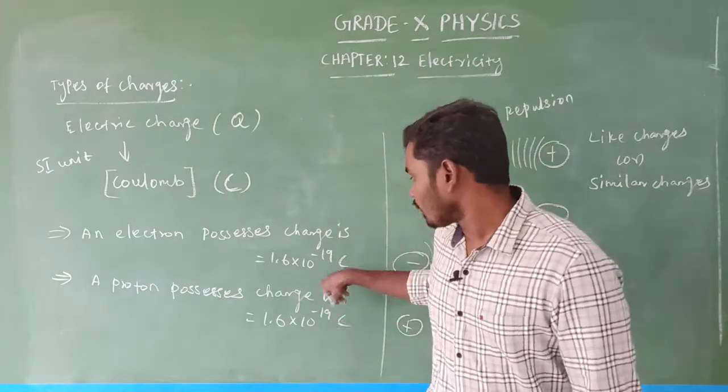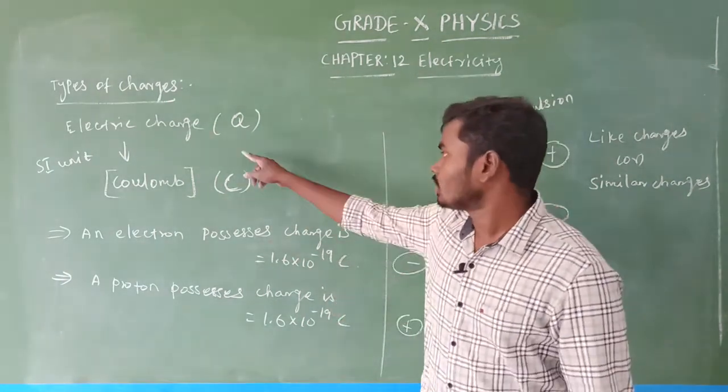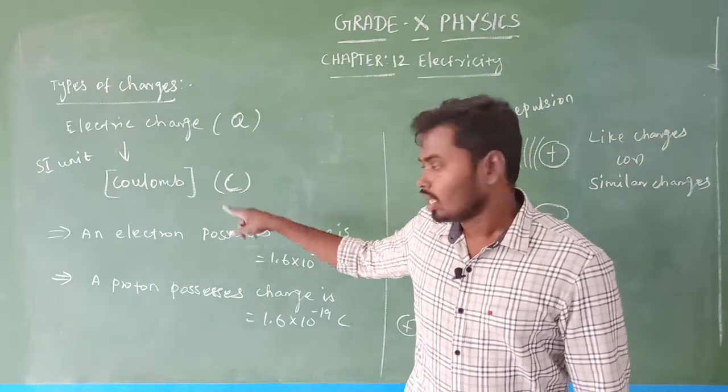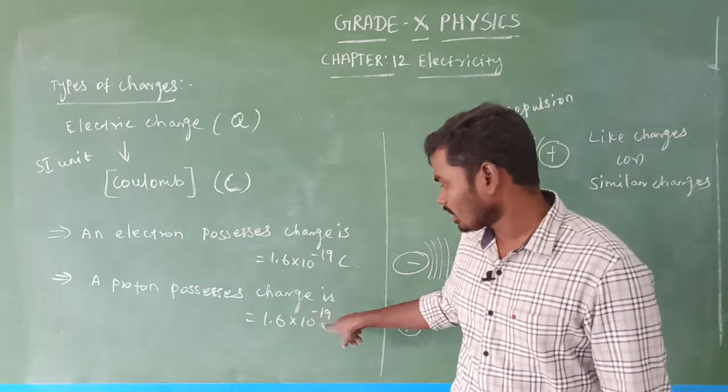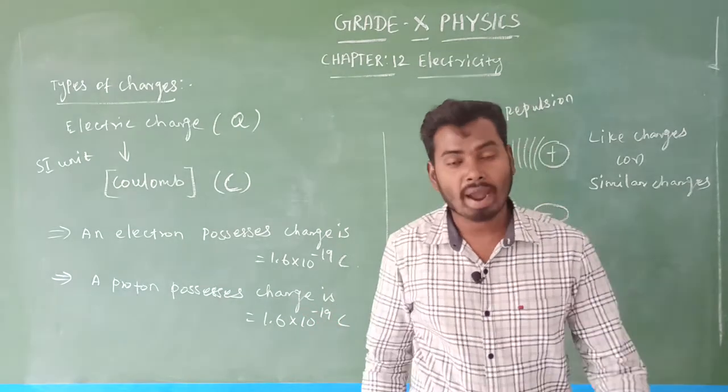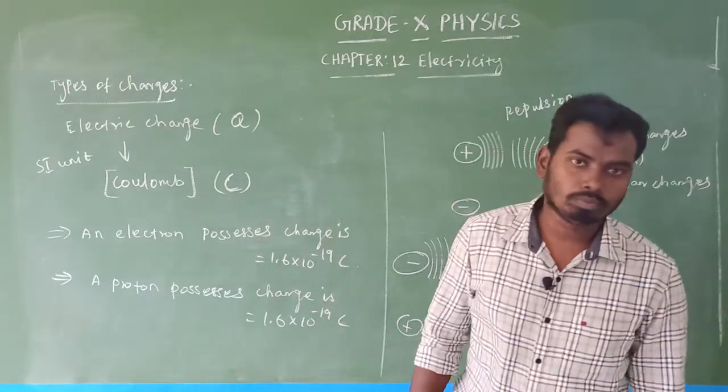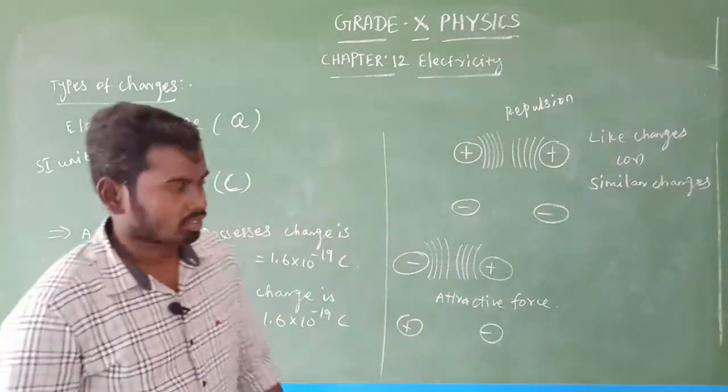What is coulomb, sir? Coulomb is nothing but the SI unit of the electric charge. So electron is one of the charges, proton is also one of the charges. The charge value is 1.6 into 10 to the power of minus 19 coulomb. Is that clear? Yes, that's all, very easy one.